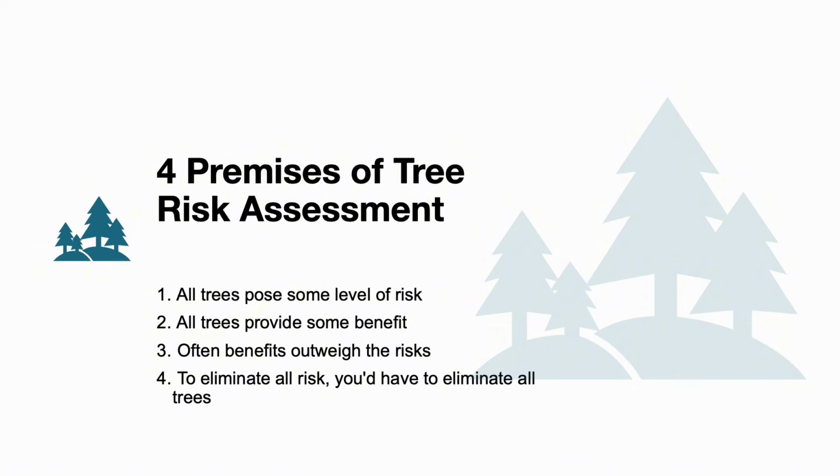There are 4 key ideas behind risk assessment. 1. All trees have some level of risk. 2. All trees also provide benefits. 3. In many cases, the benefits outweigh the risks. And number 4, the only way to eliminate all risk is to eliminate all trees, which isn't an option in most cases. So we work to balance safety with the value of trees.